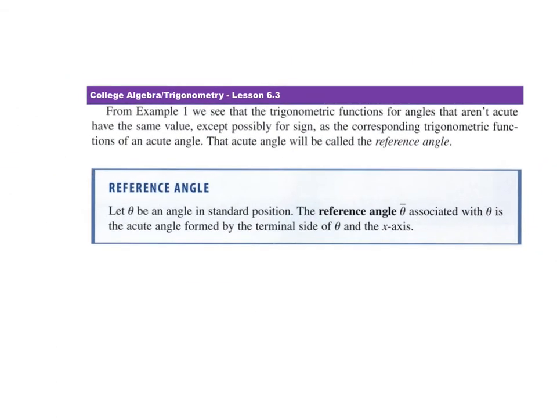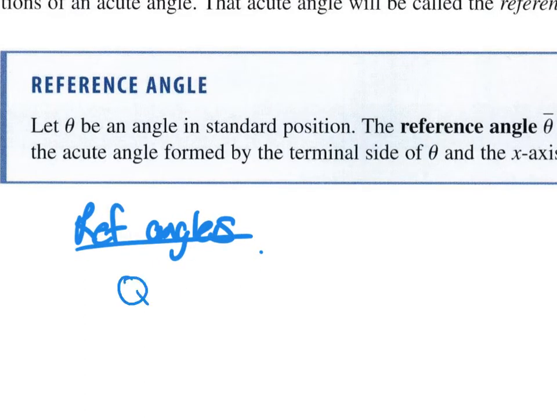Okay, reference angle. It says let theta be an angle in standard position; the reference angle associated with theta is the acute angle formed by the terminal side and the x-axis. I'm going to give you some little points here. When we're talking about reference angles, if you had me for pre-calc, we talked about this. When an angle is given to you in quadrant 1, the angle that they give you equals the reference angle. If your angle is in quadrant 1, the angle they give you equals the reference angle. I'll talk to you about what that means in a second.